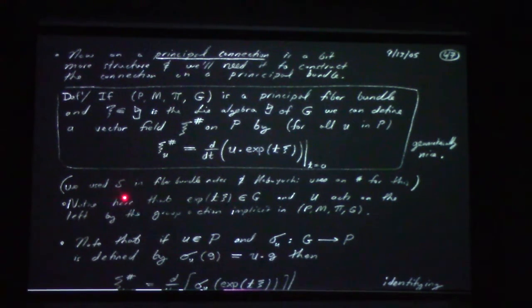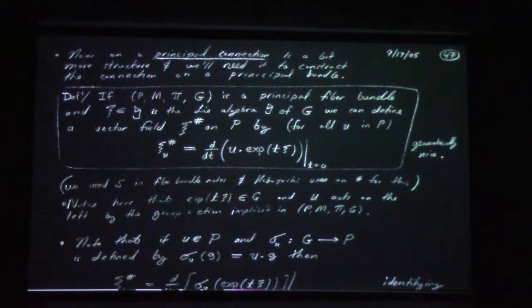We use delta in the fiber bundle notes, and Kobayashi uses a different symbol for this. Notice here, the exponential is in the Lie group. U acts on the left of the group and is implicit within this principal fiber bundle. Sigma sub u is a mapping from the Lie group to the principal bundle defined by that. This map that we're differentiating is set equal to 0. It's a curve that lies along the fiber, which, by the way, is the group.